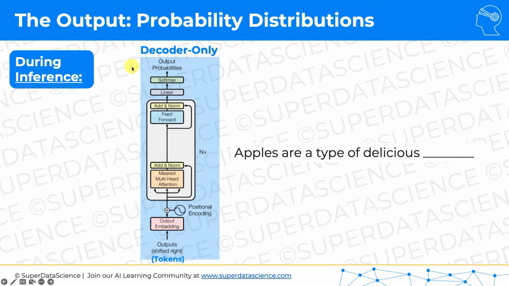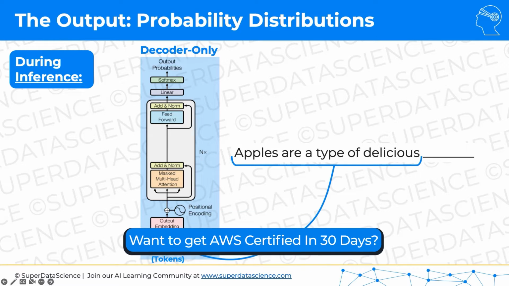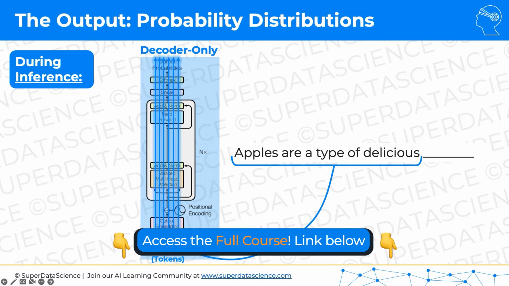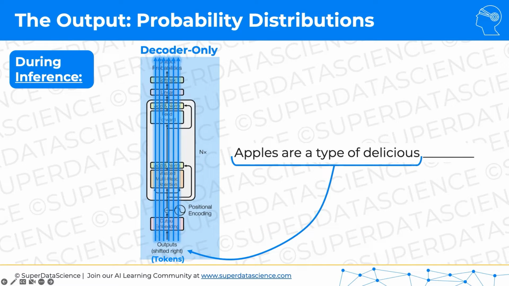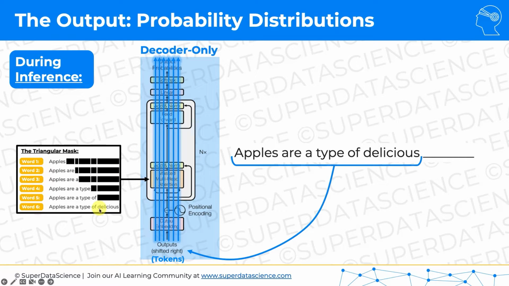We're talking about inference, and here's our sentence that we're experimenting with. Apples are a type of delicious blank. And we're going to put that into our decoder-only architecture, which is used by large language models. All of these 6 words are going to go through this architecture in parallel and separately. As we discussed, the only time they can reference each other is in this multi-head attention component. Speaking of the multi-head attention components, we've talked about triangle masking. The triangle mask will be applied in this way to this sentence.